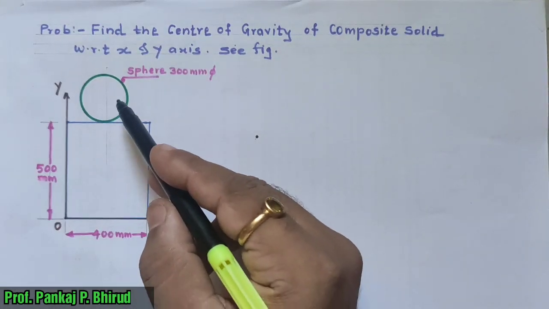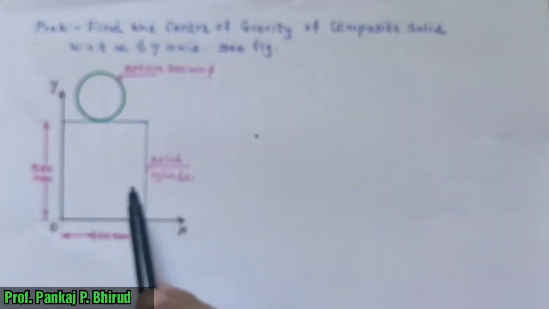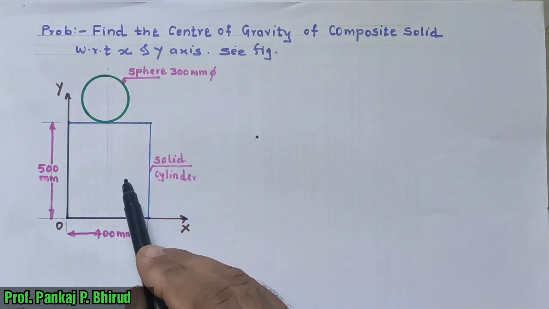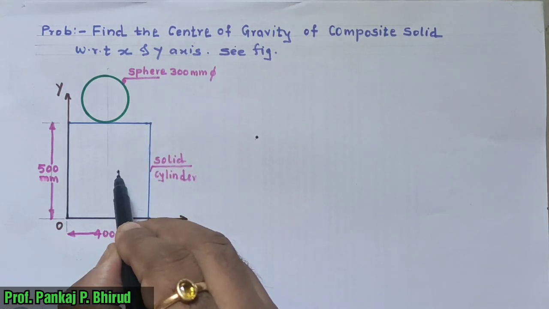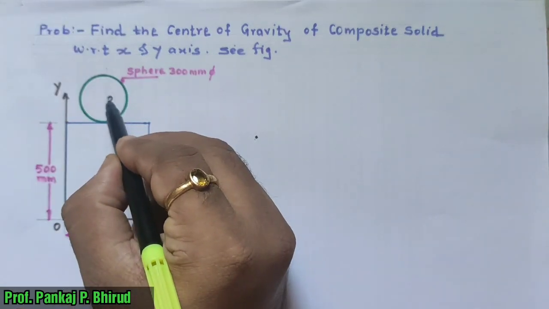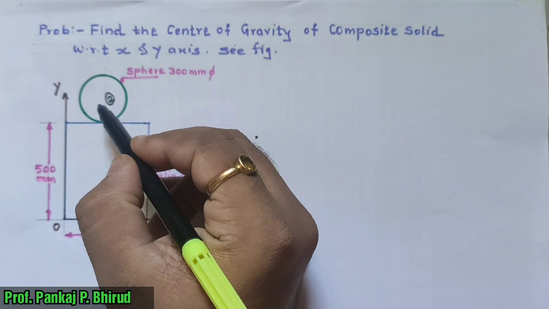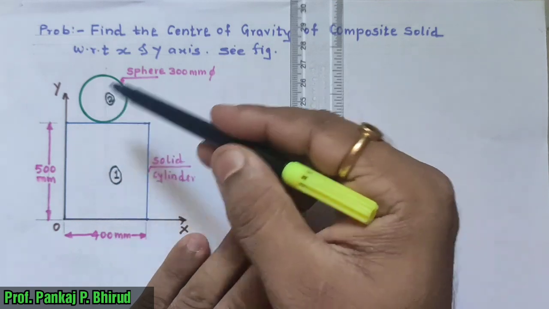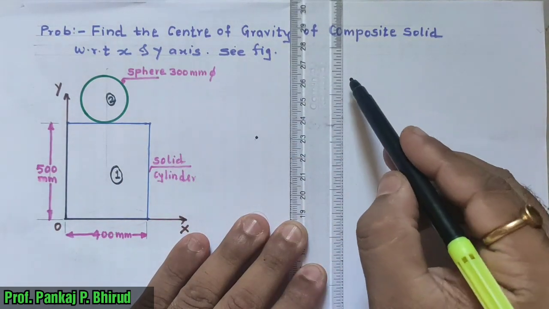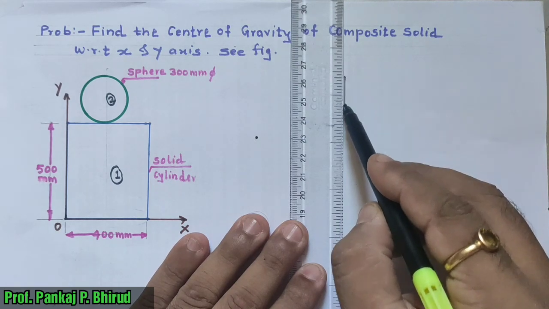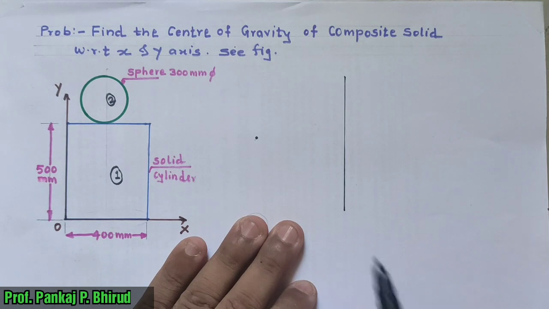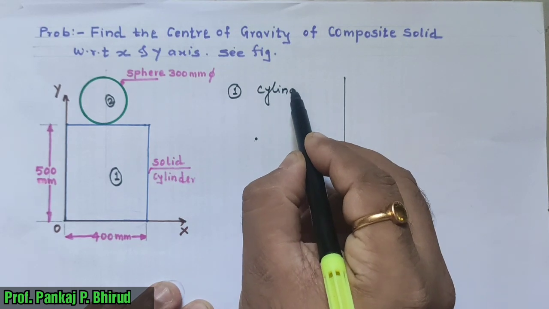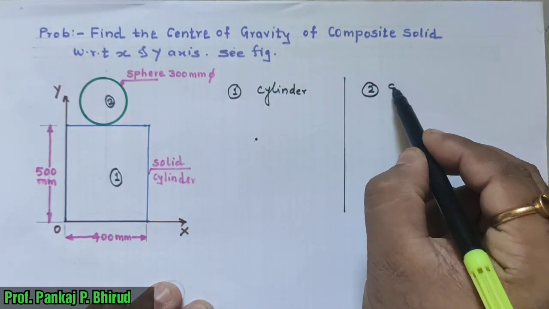Now divide this composite body into two parts. One is a solid cylinder and the second one is a sphere. So for the solid cylinder we will consider body number 1 and for the sphere it is body number 2. If a body consists of 3 parts, then divide this body into 3 parts, 1, 2, 3. Now let us divide into 2 parts. So our first figure is a cylinder and the second figure is a sphere.